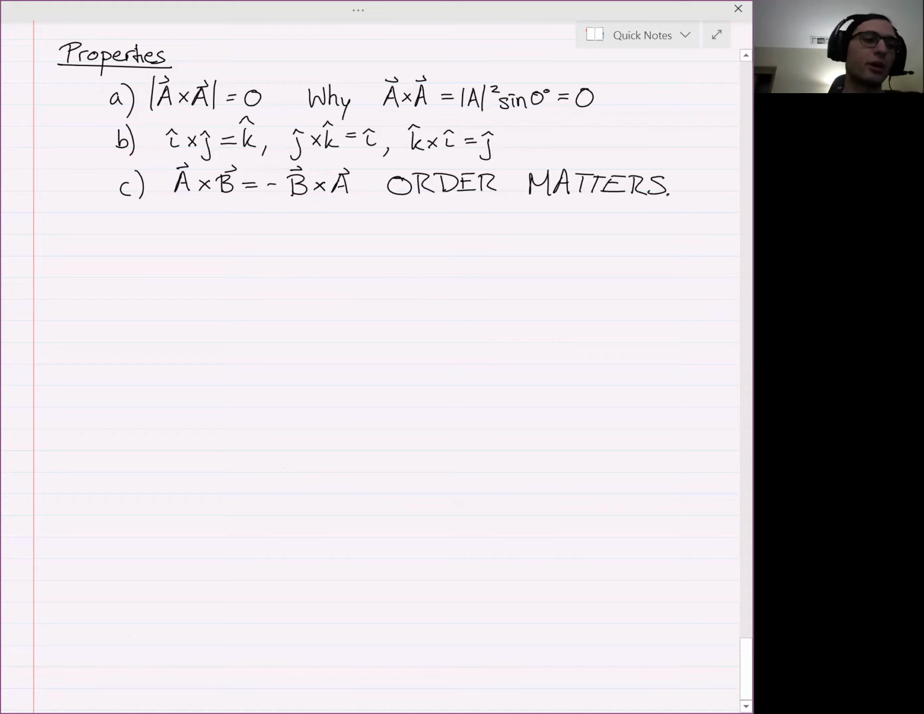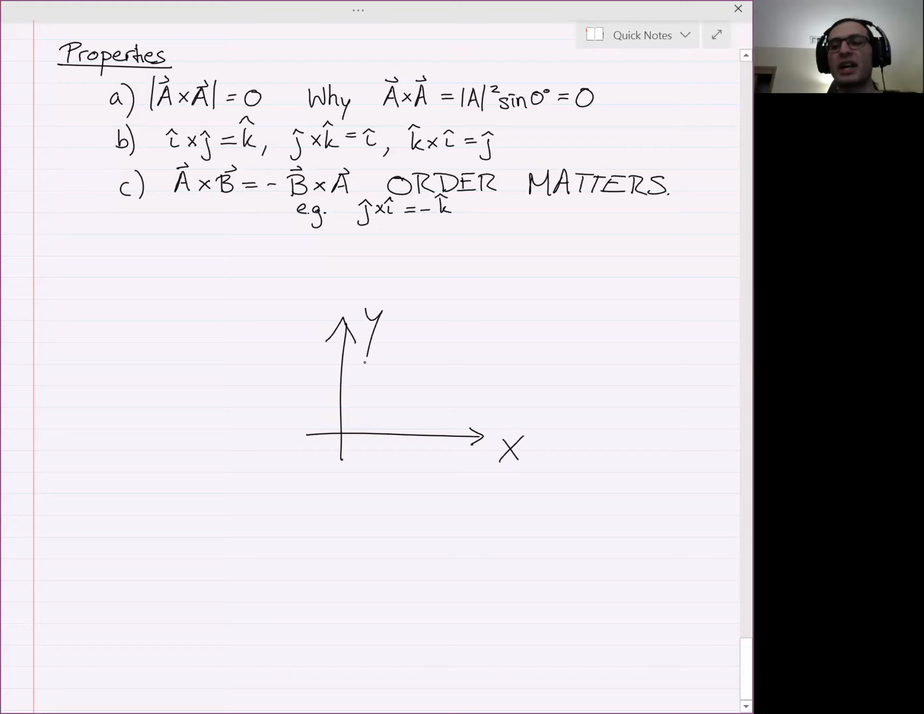the order does matter. For example, j hat cross I hat is negative k hat, whereas I hat cross j hat was regular k hat. So positive k hat, assuming that you're using the standard coordinate system where x goes to the right and y goes up, then yes, k hat comes out of the piece of paper.